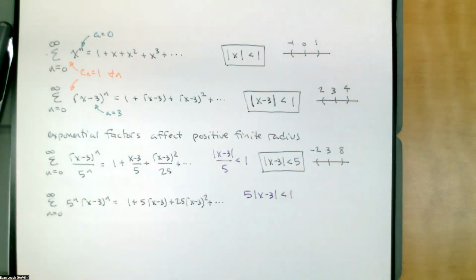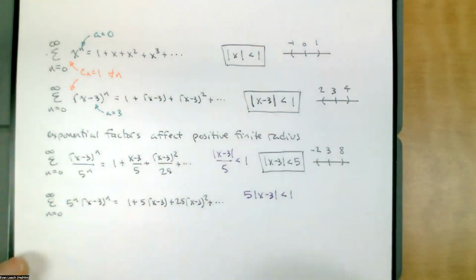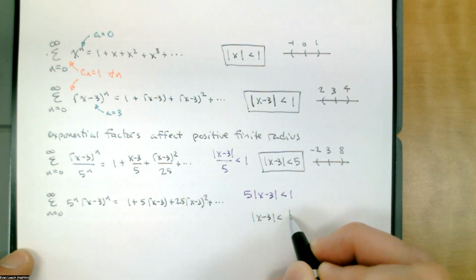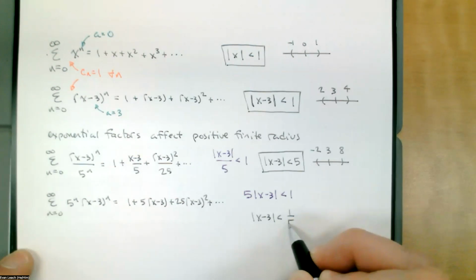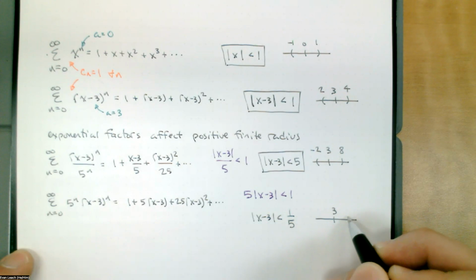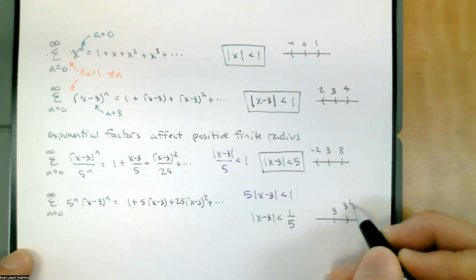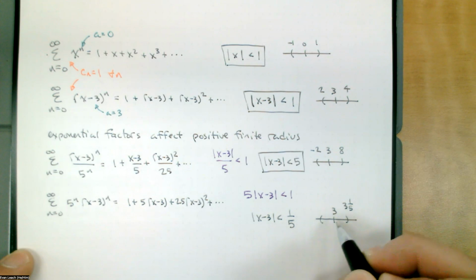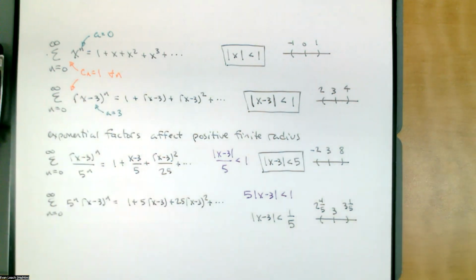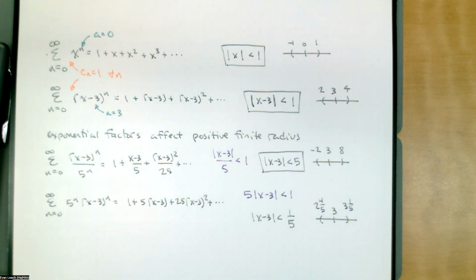Since it's a ratio test, we get convergence if 5 times the absolute value of x minus 3 is less than 1. We would solve for the absolute value part and say the absolute value of x minus 3 has to be less than 1/5. So we'll have 3 in the middle, 3 and a fifth at the top, and 3 minus 1/5 at the bottom. Normally, we don't write 3 minus 1/5. We write that as the more common form, 2 and 4/5.